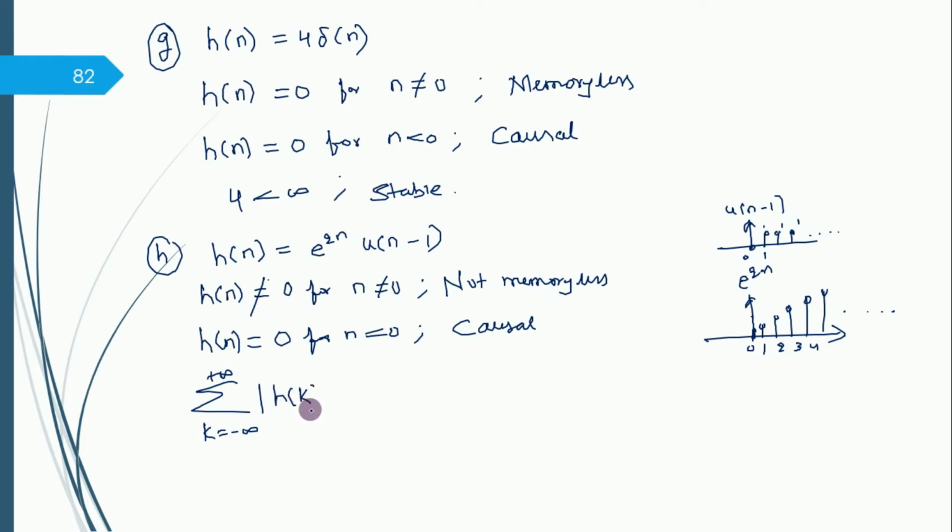h of k, we need to check. So k ranging from here, it starts from 1. I decided by u of n minus 1 till infinity e raised to 2n. Here it is k, that's why I write k. So e raised to k is a resultant exponential curve and it is ranging till infinity, hence it will reach infinity. So the system is not stable. System is not stable.